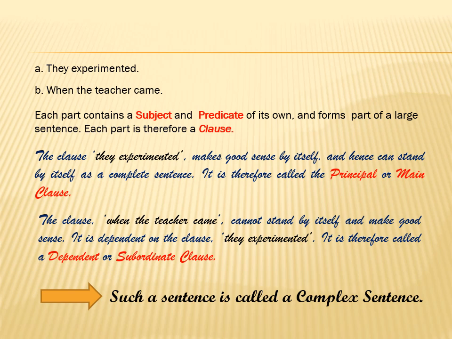So if we go back to the previous slides, if we remember, in compound sentence, both the parts of the sentences are independent of each other and each part is a complete sentence. Whereas in a complex sentence, one part is a complete sentence, the other part is not a complete sentence, and the other part is dependent on the first part to make complete sense. So this kind of a sentence is called a complex sentence.